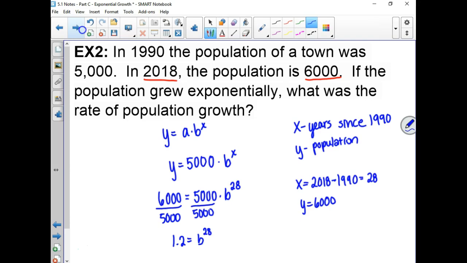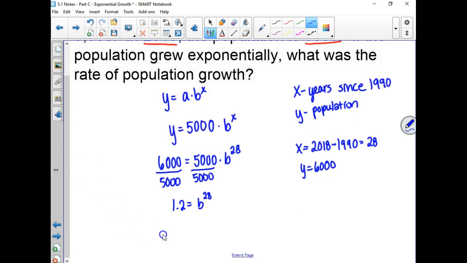Now, we're not really familiar how to get rid of something to the 28th power. We do know if we have something like x squared equals 25, we could take the square root of both sides to get x equals 5. If we have something to the 28th power, what we need to do is take the 28th root. Or the other way we can think about that is raise it to the 1 over 28 power.